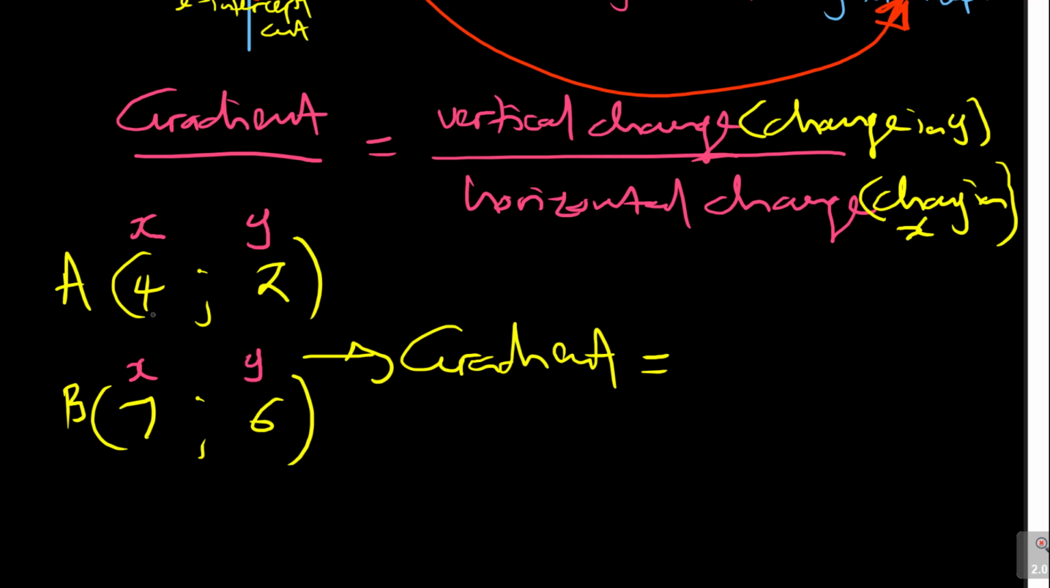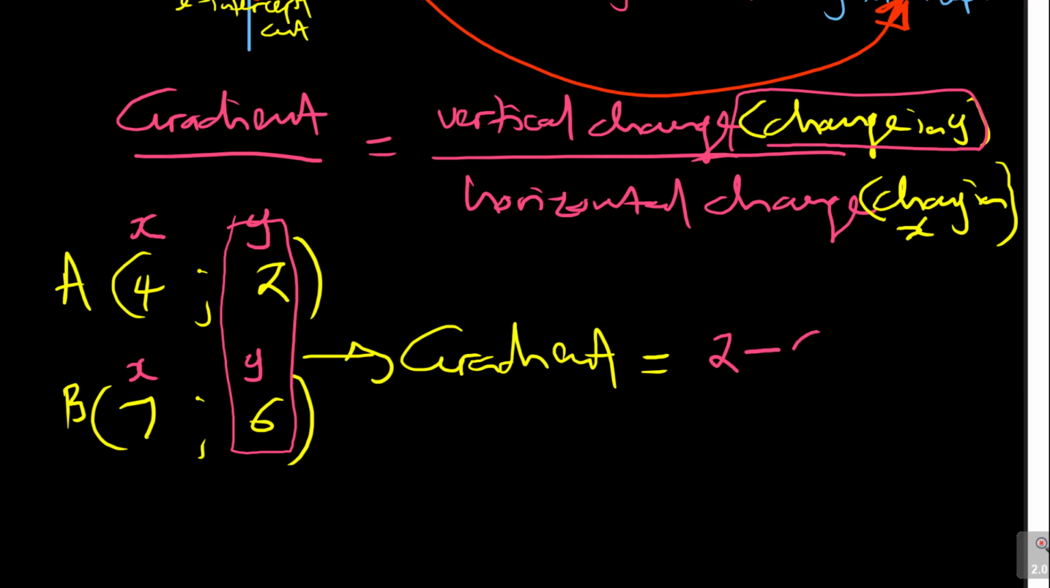So it means x here is 4, and on B, x is 7. On point A, y is 2, and on point B, y is 6. So if I say vertical change, I say change in y, meaning we are looking at this change. And then how do you do the change? It's up to you how you want to do it. You can take 2 and subtract 6. You say 2 minus 6.